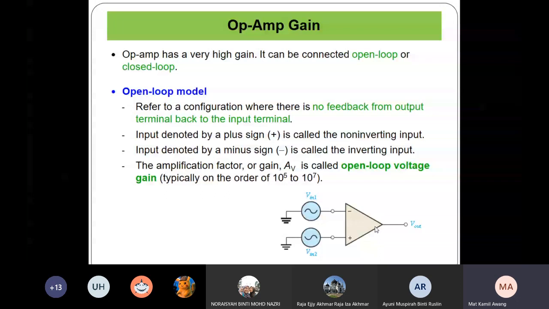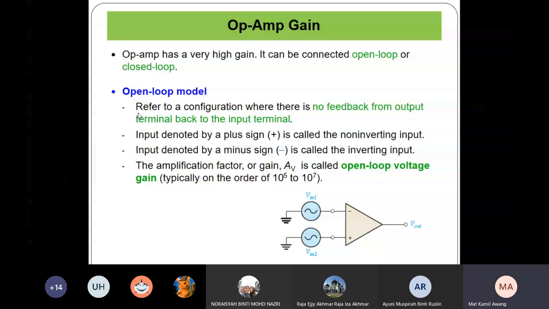It can be connected in the open loop configuration or in the closed loop configuration. We will see later what's the difference between open loop and closed loop. The gain of the amplifier typically can be in thousands, 10,000, 100,000, that kind of values. So that is an open loop gain of the amplifier.